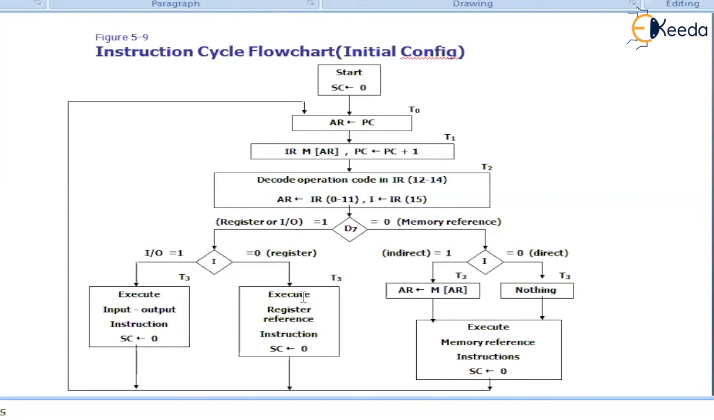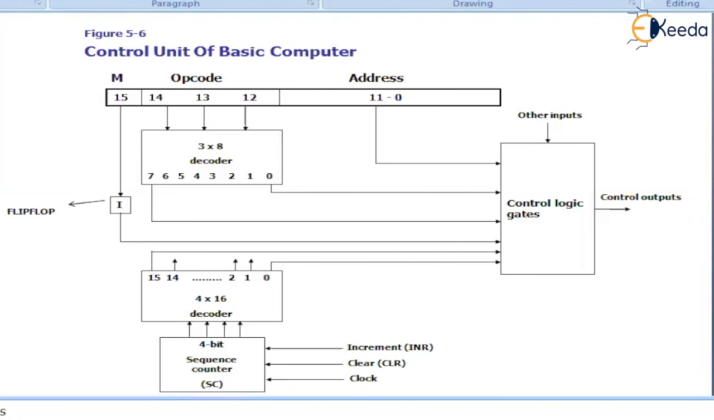When it comes to a register reference instruction or IO instruction, in T3 itself the instruction is going to get executed. If D7 is equal to 1, that means the opcode is 111. When it is 111, either it is a register reference, provided the mode digit is equal to 0, which will get executed in T3, or it is an IO instruction, provided the mode digit is equal to 1, which is going to get executed in the same T3. Only one of them will get executed at a time. So this is how a control unit is going to be designed.